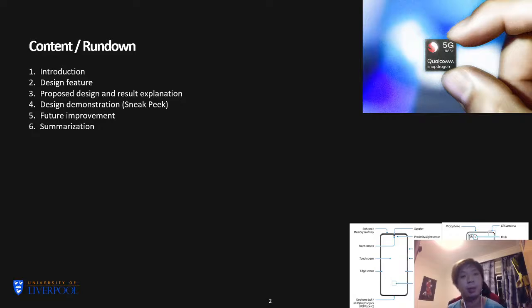So today I would like to talk about the introduction first, and the design feature, and my proposed design, and explain the result, the small demonstration of the design, the future improvement, and the summarization.